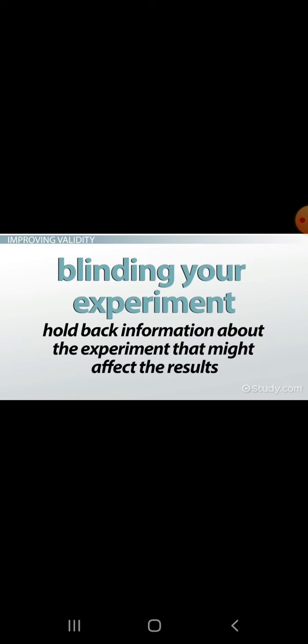Blinding your experiment is where you hold back information about the experiment that might affect the results. For example, if a person knows that an experiment is about cold symptoms, a person may start noticing apparent symptoms they wouldn't normally have noticed. Or if a person knows that they took a placebo or a fake drug, it may affect whether they perceive any difference in how they feel afterwards.